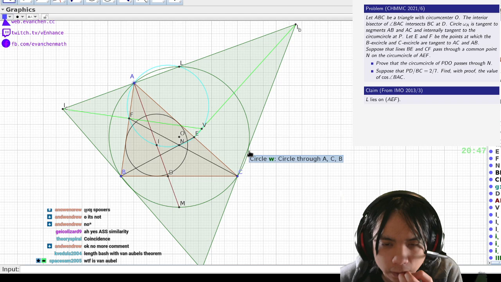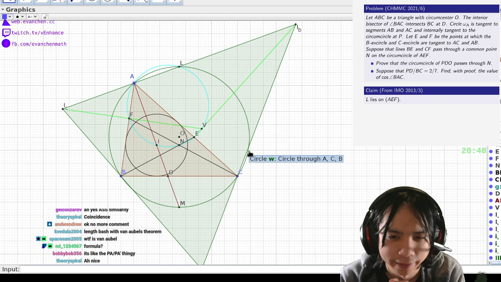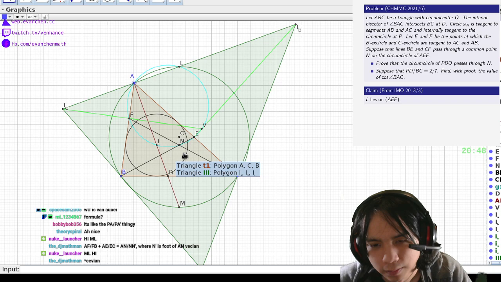In the other direction, I'm not sure. Yeah. So I can actually prove the converse. I can prove that if I is on the circle, then N is on the circle. But I don't see how you do the other way. I do think this parallelogram is worth thinking about. Oh god, that's so stupid.